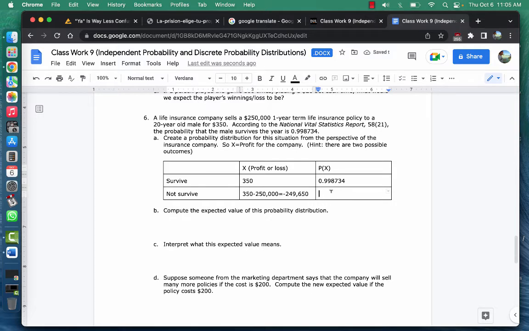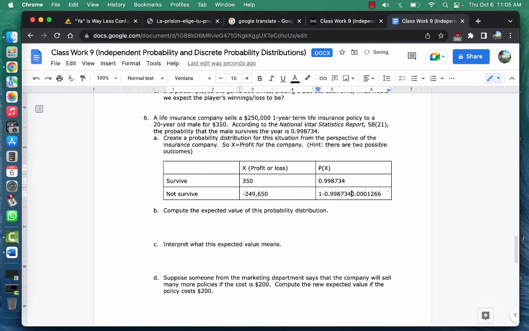The probability that this will happen, well, there's only two outcomes. So I'm just going to do 1 minus 0.998734, because the probabilities need to add to 1, and this is going to be 0.001266. Double check that on my calculator. Yeah. Okay. So here are the two outcomes. I'm going to erase my work here just to show what they are.